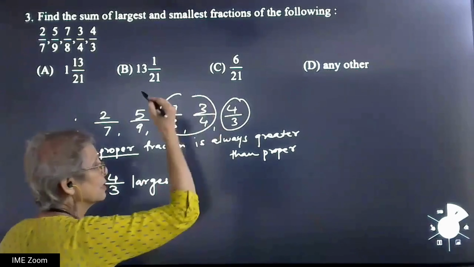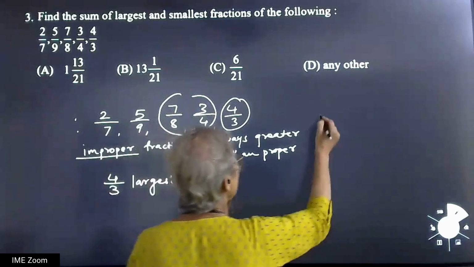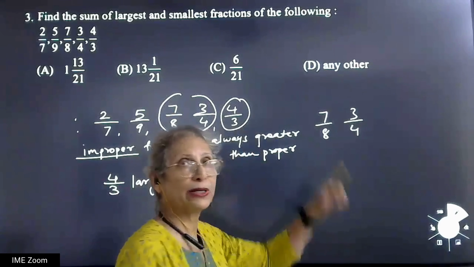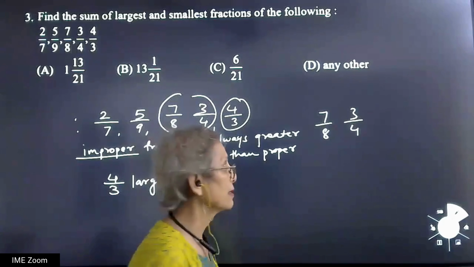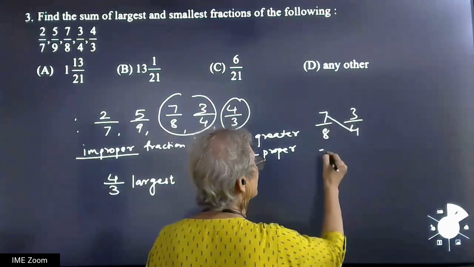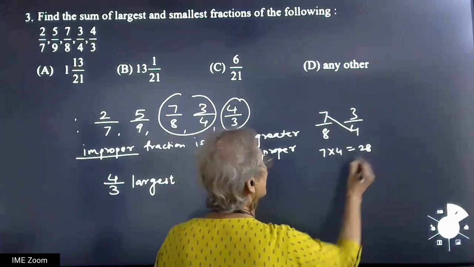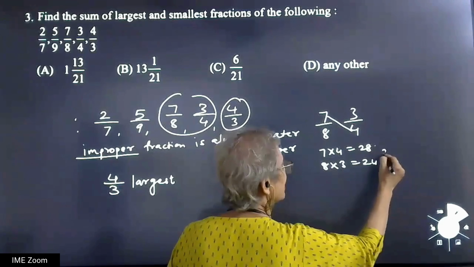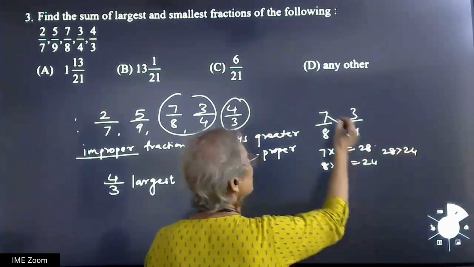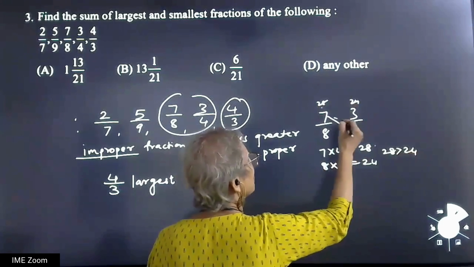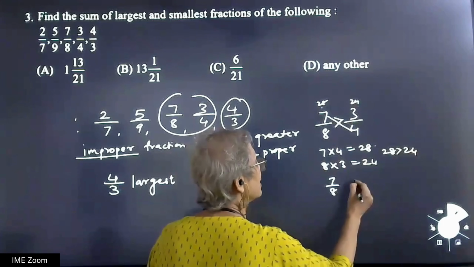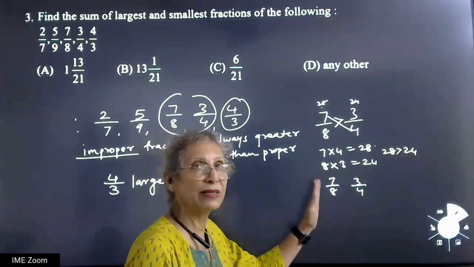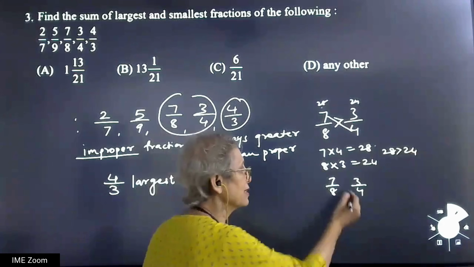See, in these two, difference is 1. Right? So let us say 7 upon 8, 3 upon 4. Here the cross product method is also there for comparison. What is that? Multiply these two together. 7 4s are 28 and 8 3s are 24. 28 is greater than 24 and therefore this is 28, this is 24. Therefore this is greater. So 7 upon 8 is greater than 3 upon 4. If the difference is same, the fraction with larger numbers is greater.